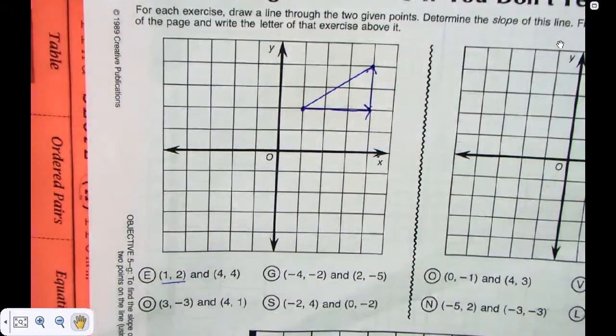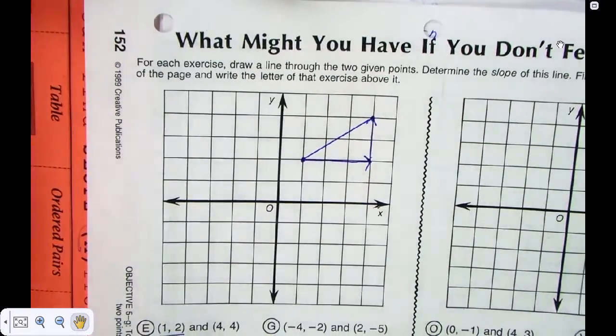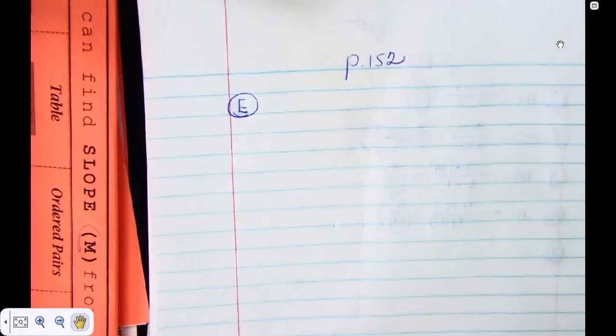Okay, so we're on page 152, guys. And you're on the back of your work paper for 153. We're just going to do 152. So, E, we're on E.